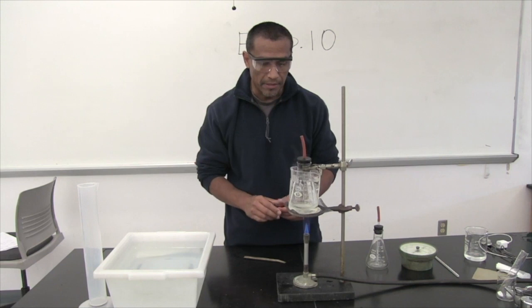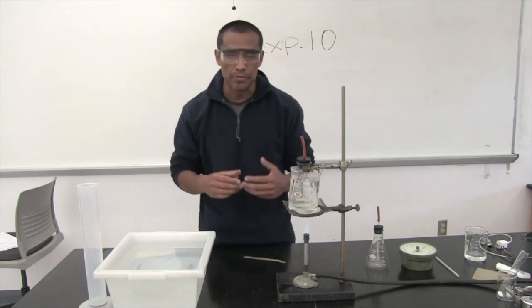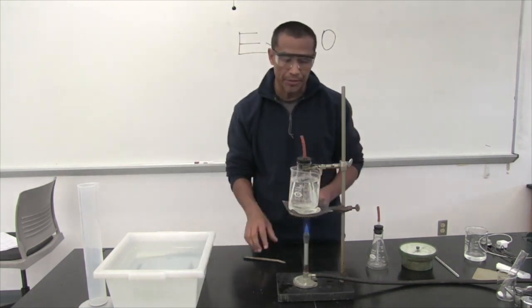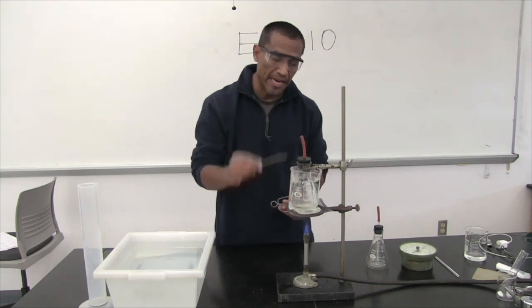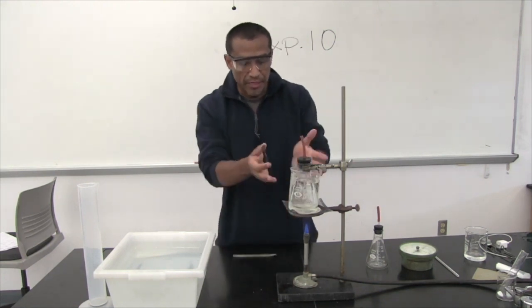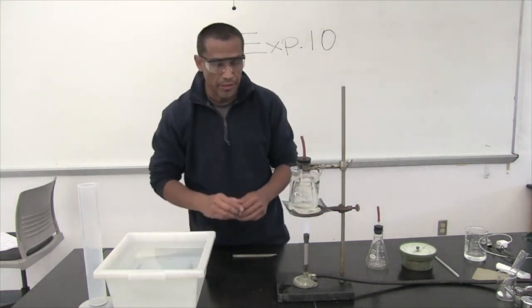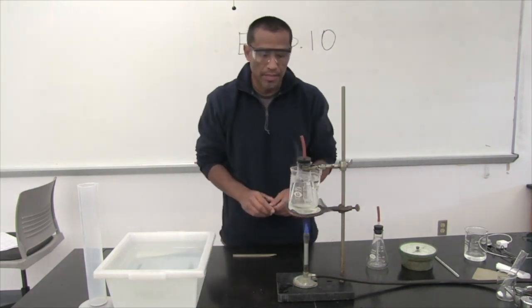And therefore we can probably use Charles' law to predict what's going to happen. What's going to happen to the volume of the air inside the flask if it goes from boiling water all the way to ice cold water? What's going to happen according to Charles' law, right?